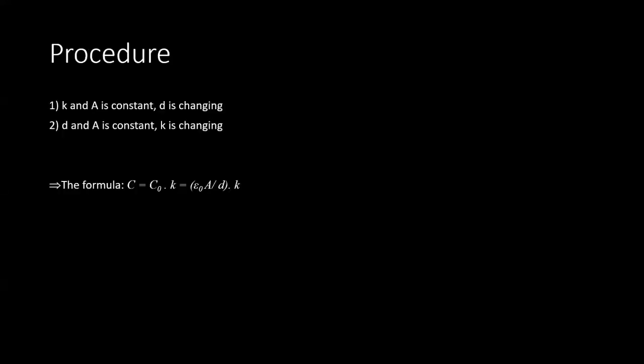So in the procedure, in the first setup, we will measure the capacitance when the dielectric coefficient of the material and the area of the plates are constant while the distance between the plates is changing. In the second step, we will measure the capacitance when the distance between plates and the area of the plates are constant. However, the dielectric coefficient is changing.